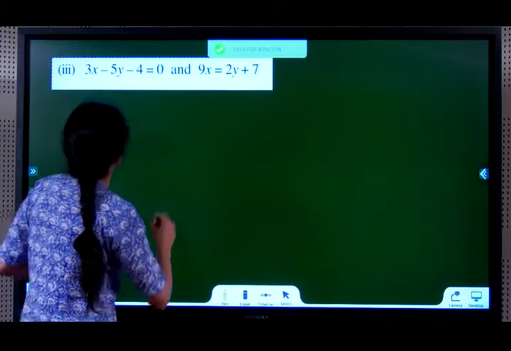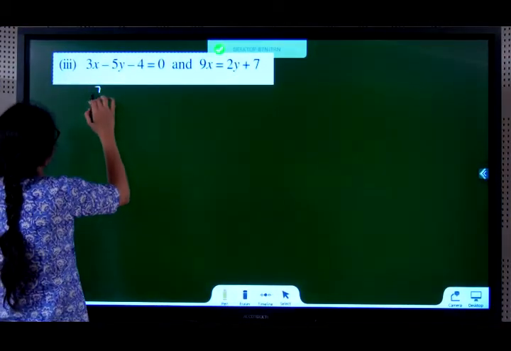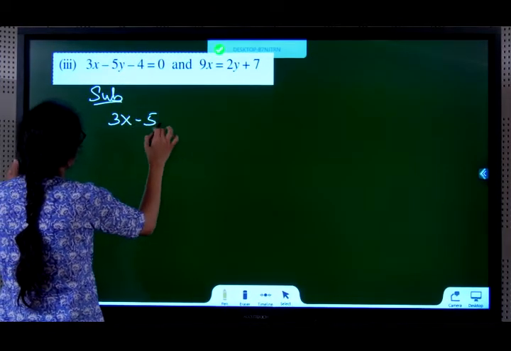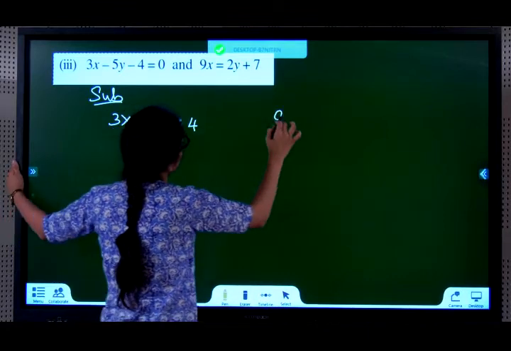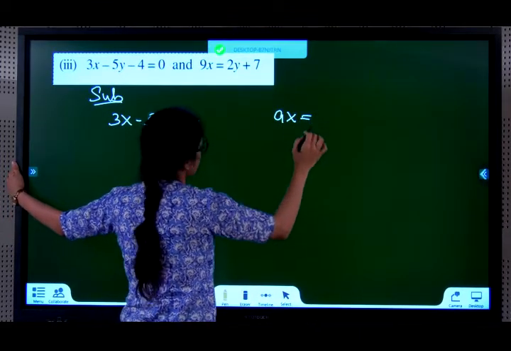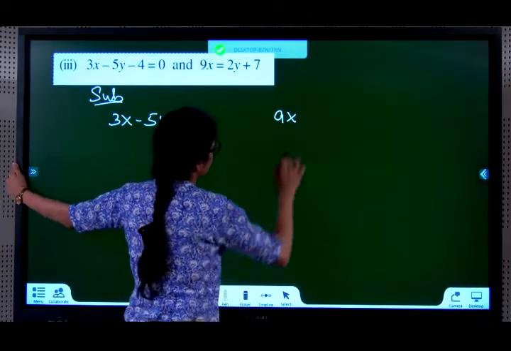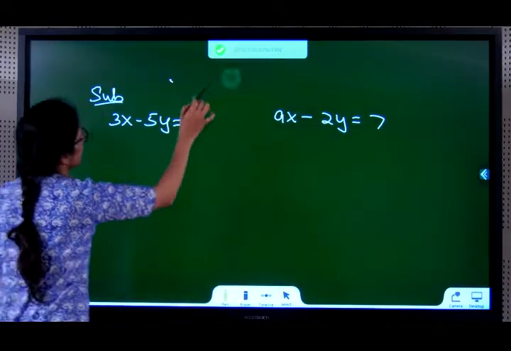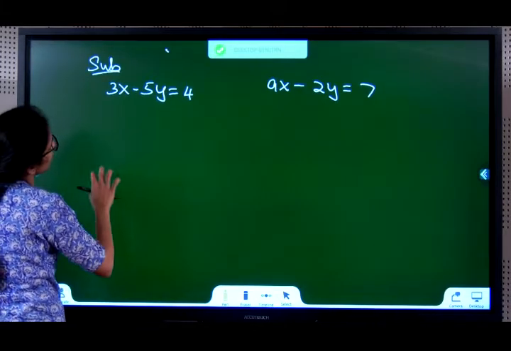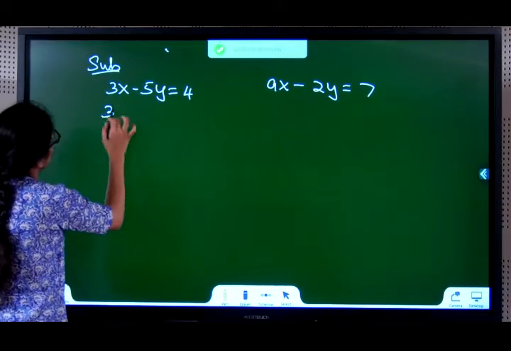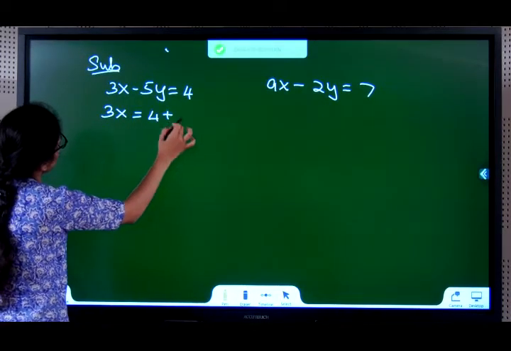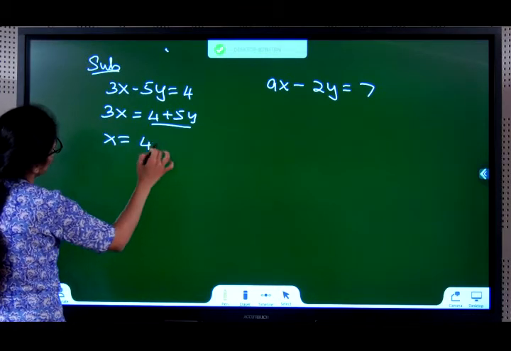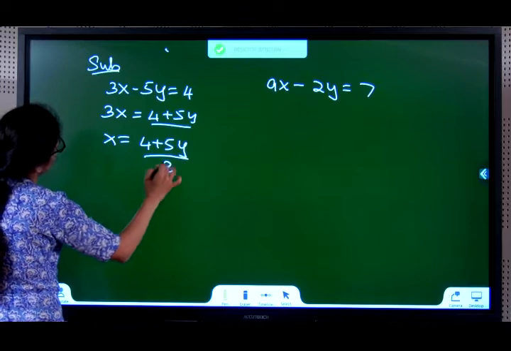So now they've also asked us for substitution. So I'm going to do the same problem using substitution. We have the equations as mentioned above. I just rewrote it. So now we're going to go for the substitution technique. 3x is equal to 4 plus 5y, so x is equal to 4 plus 5y by 3.